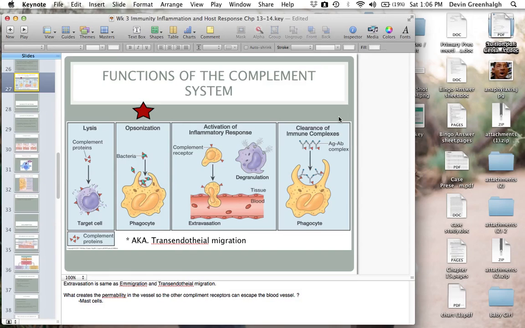And what cell creates permeability in the vessel so that the other complement receptors can escape the blood vessel? Mast cells.